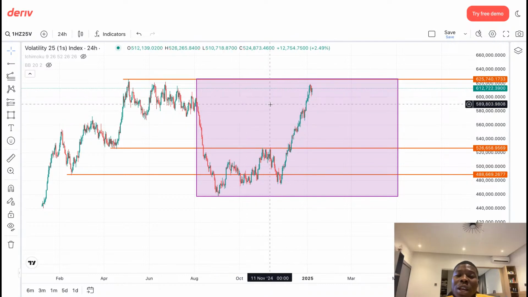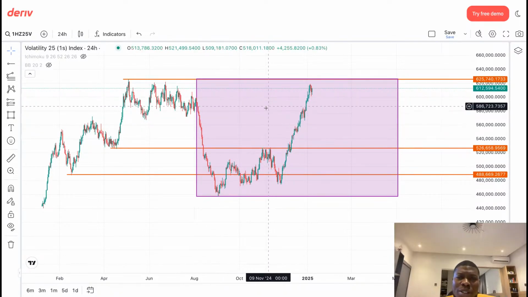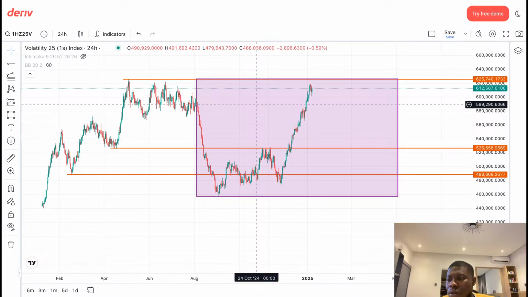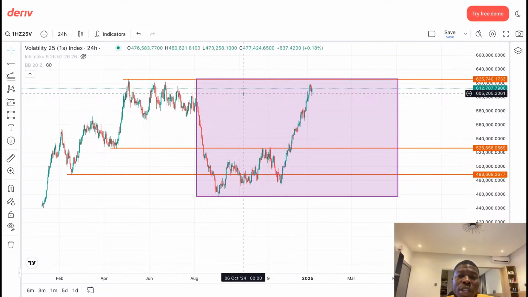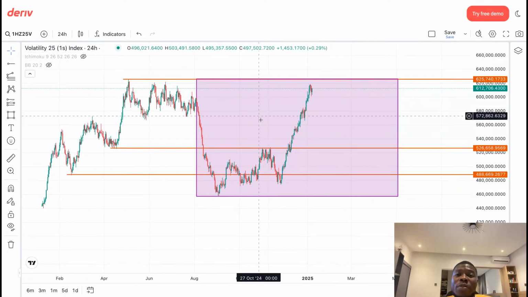If you're using Fibonacci or any tool in this market, any strategy at all, it will fail. It will fail if you're using any trending strategy on this area, on this volatility 25 1x.